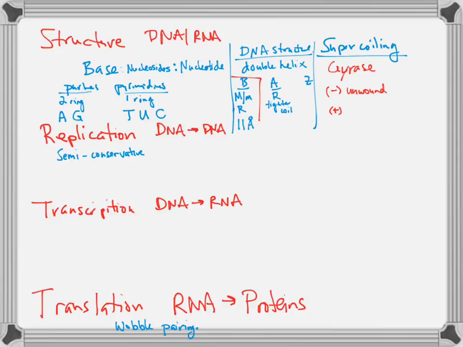Positive is going to be overwound. When would you want negative or positive? You want negative when you're doing transcription and replication. When would we want the positive? When we're doing nothing to it. We want to keep the DNA protected. So we'll supercoil it to compact everything down nice and tight and prevent anything from getting in and interacting with it. In the positive, you have more histones.